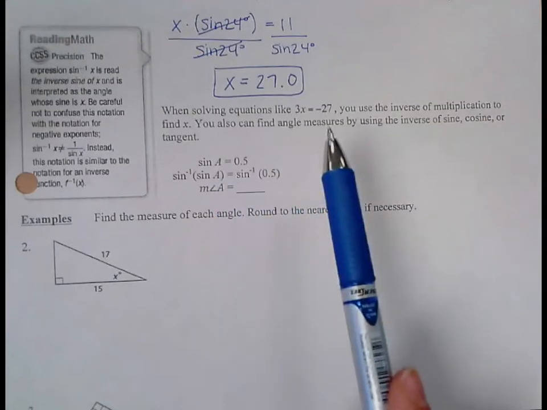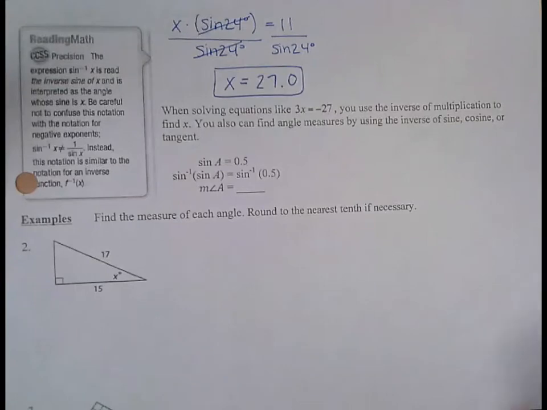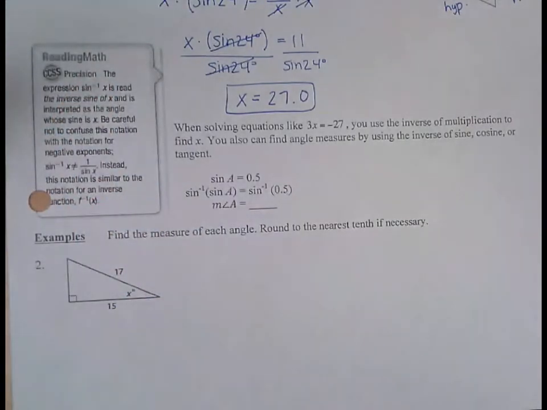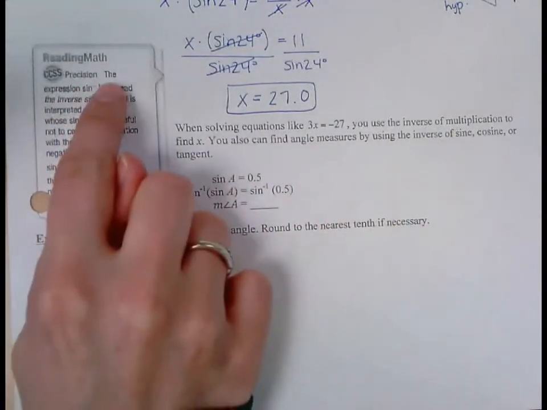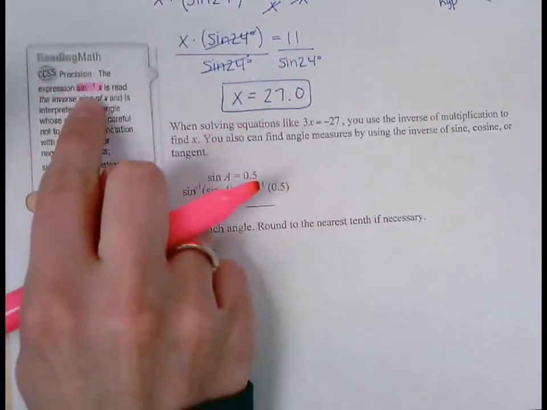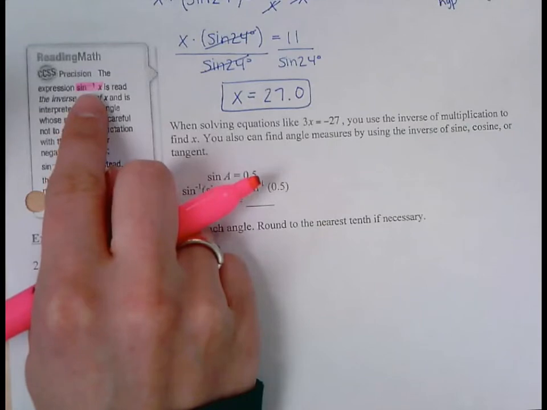So you can find angle measures by using the inverse of sine, cosine, or tangent. I'm going to write these for you so you see how they look. I did copy this here to help explain this. This expression, if you see sine to the negative 1 power and then x, you don't say it that way though. That's what it looks like, that's how it's written. But that means the inverse of sine, or inverse sine.